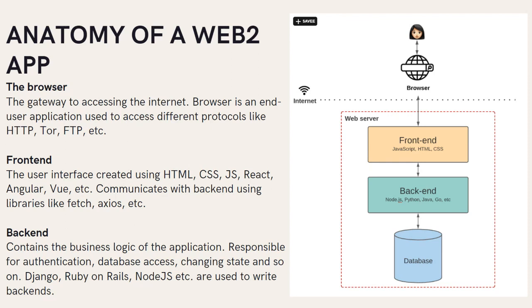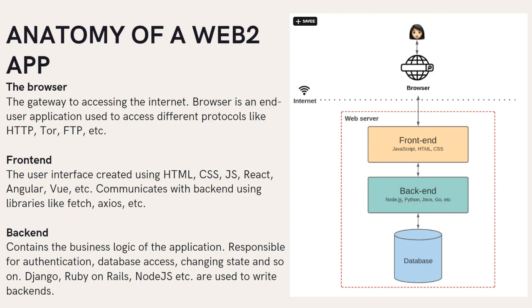Since we are aiming this lecture from the developer's point of view, we will also talk about how these are achieved. These are achieved via scripting languages called HTML, CSS, and JavaScript. There are also frameworks like React, Angular, and Vue that are used, and other frameworks as well. Moreover, the front end communicates with the backend using libraries called Fetch, Axios, etc.